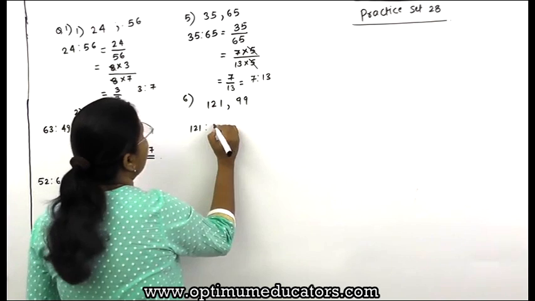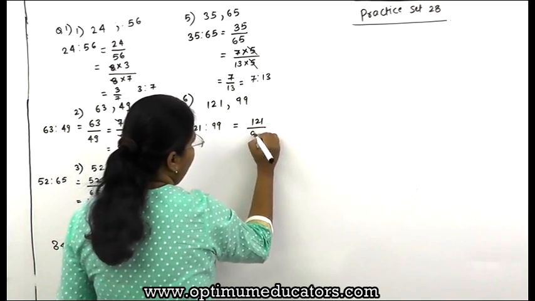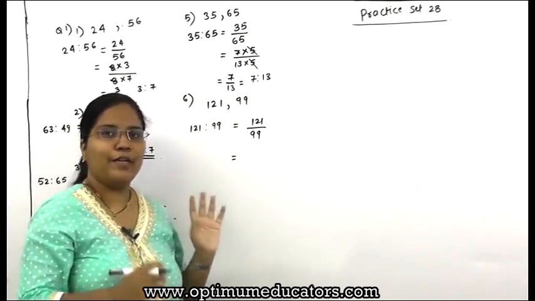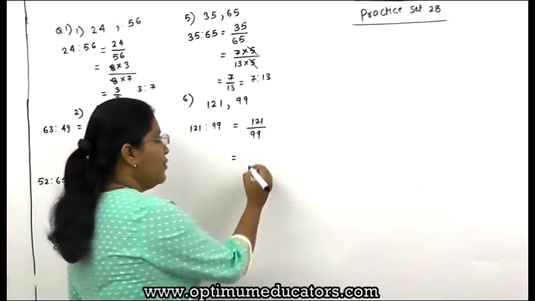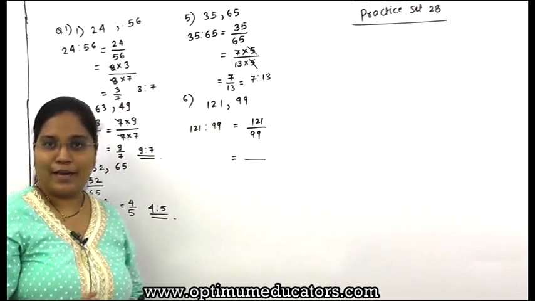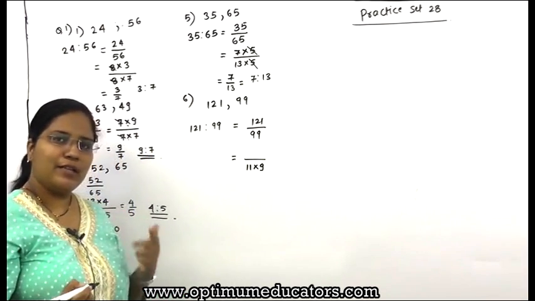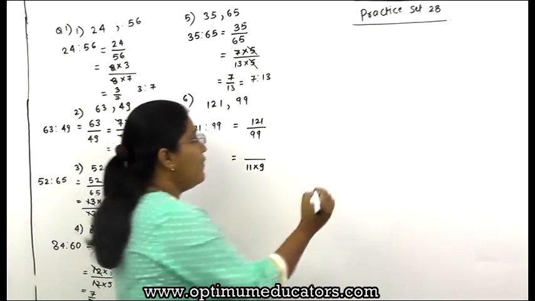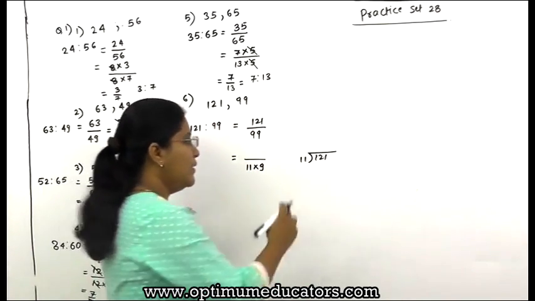Now the last one, that is 121 and 99. 121 is to 99 is same as saying 121 upon 99. Now friends, suppose you don't know how to factorize 121, you know what is 99. What is 99? 11 nines are 99. Now let us take a chance. Let us divide this 121 by 11. Can we really divide it?